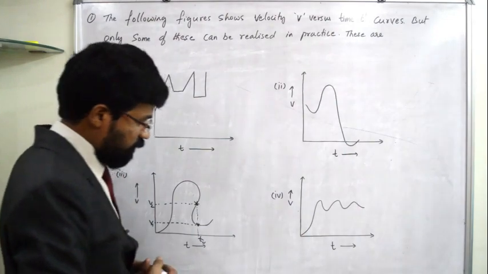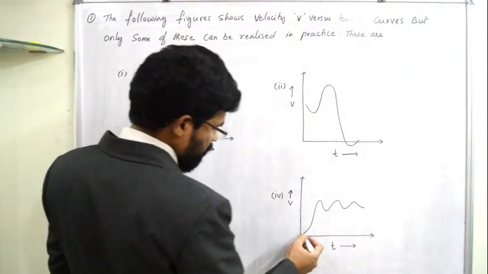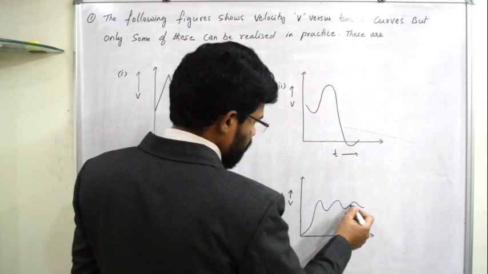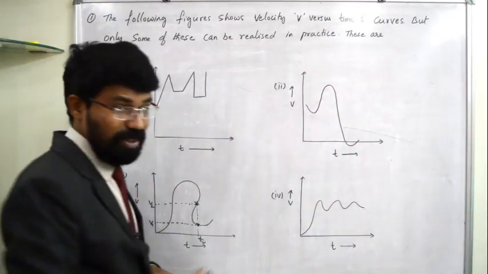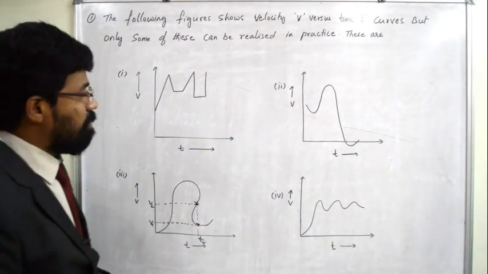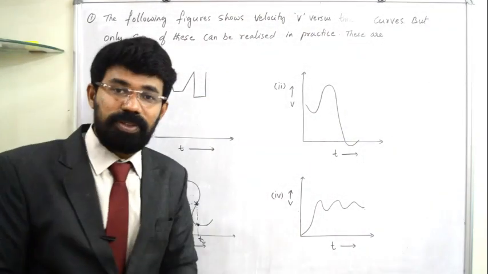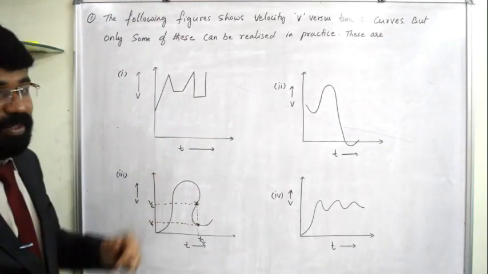Let us have a look at the fourth one. Here, yeah, it's possible. Velocity is increasing and again decreasing, again increasing, again decreasing, like this. Okay, so this is something practically possible. So here, what are the two graphs which are practically possible? The second one and the fourth one. These two graphs are possible, and these two graphs are not possible.